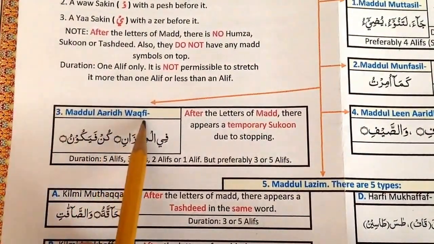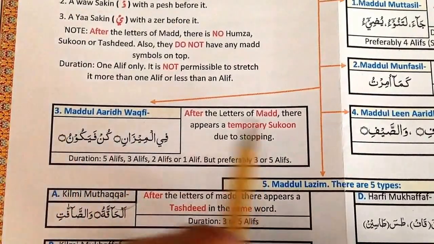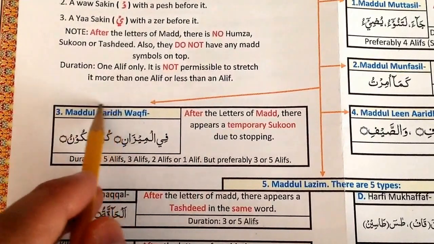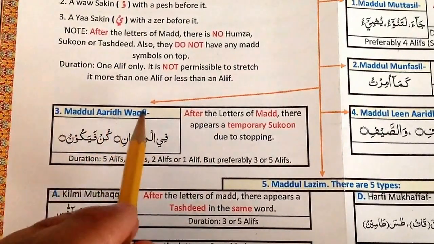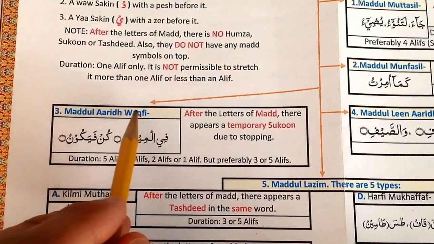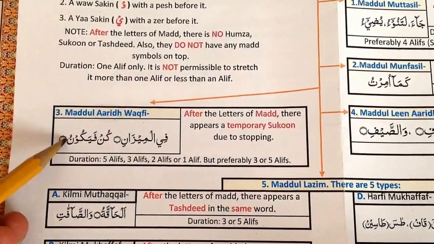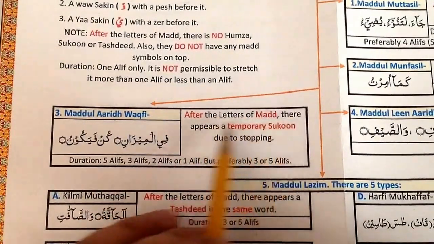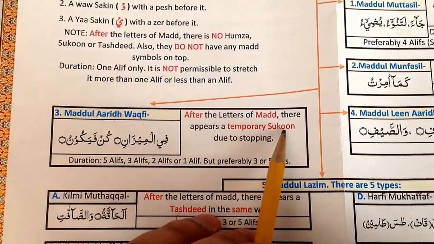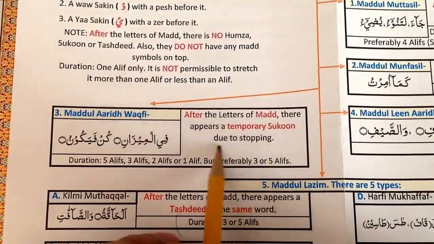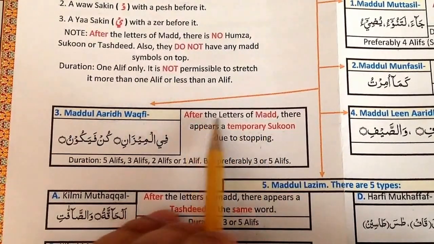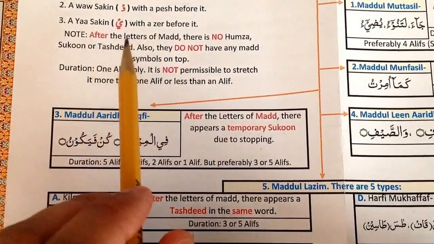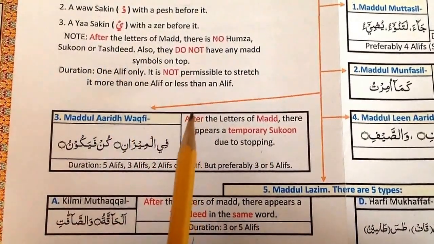Maddul arid waqfi. Now, before we go over this, arid means something which is temporary, and waqfi means something related to stopping at the end of a sentence, the end of an ayah. So after the letters of mad, there appears a temporary sukoon, a temporary sukoon due to stopping. Now, when we say letters of mad, what do we mean? Meaning alif with a zabar before it, a waw sakin with a pesh before it, and a ya sakin with a zer before it.